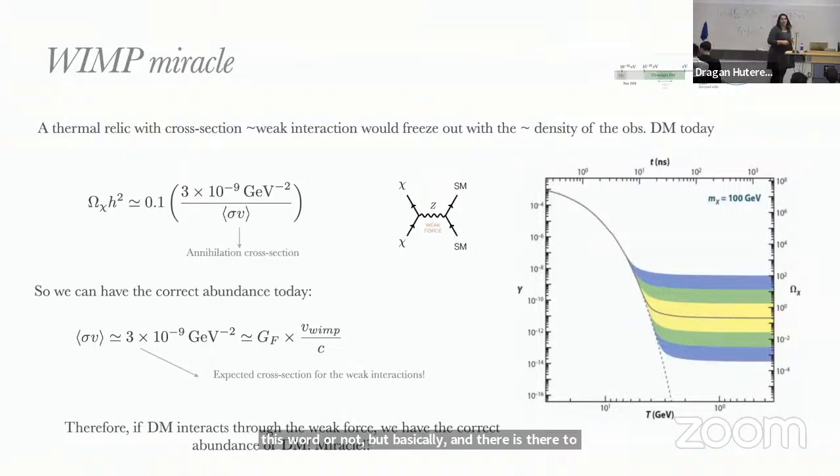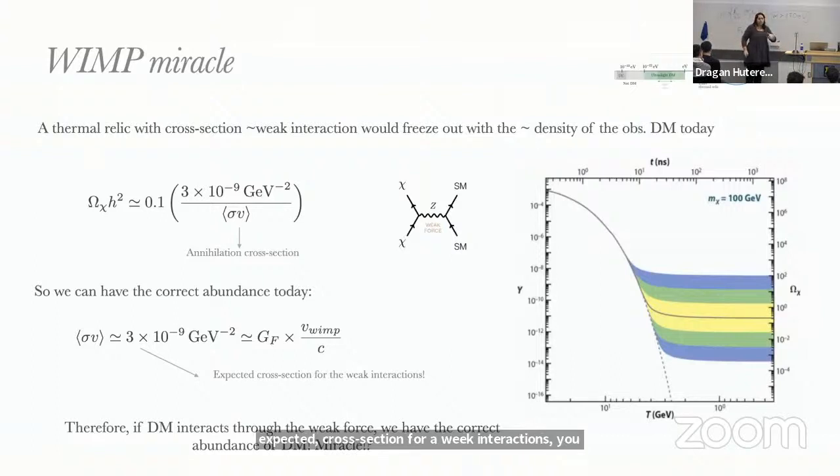Basically it tells you that WIMP is going to be this thermal relic, right? So it was in thermal equilibrium in the early universe and has a cross-section that is of the order of the weak interaction. So if it has a cross-section of the order of the weak interaction, it's going to freeze out with a density, and it has today a density that is exactly the density that we need for dark matter. So basically, if you calculate the abundance here, and this is the annihilation cross-section, you see that if you have a cross-section of this order, which is the expected cross-section for weak interactions, you get perfectly the density of dark matter that you would expect today.